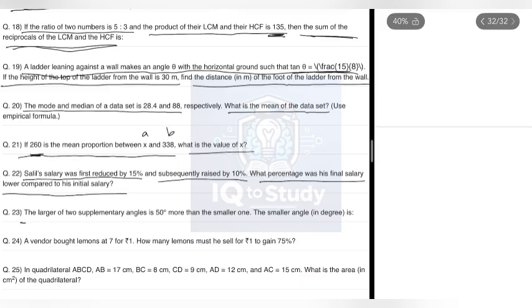The larger of two supplementary angles is 50 degrees more than the smaller one. The smaller angle is. We know that the sum of supplementary angles is 180 degrees.